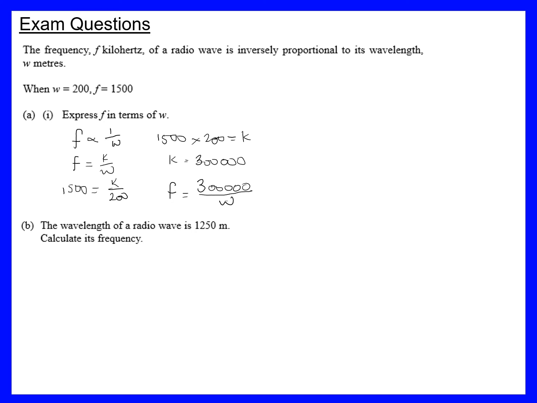All right then, the second part of the question then, it says the wavelength of the radio wave is 1250 meters, calculate its frequency. So we're going to use our formula. So frequency then, we know is 300,000 divided by W. Now W this time was 1250. So our frequency is going to be 240 kilohertz.